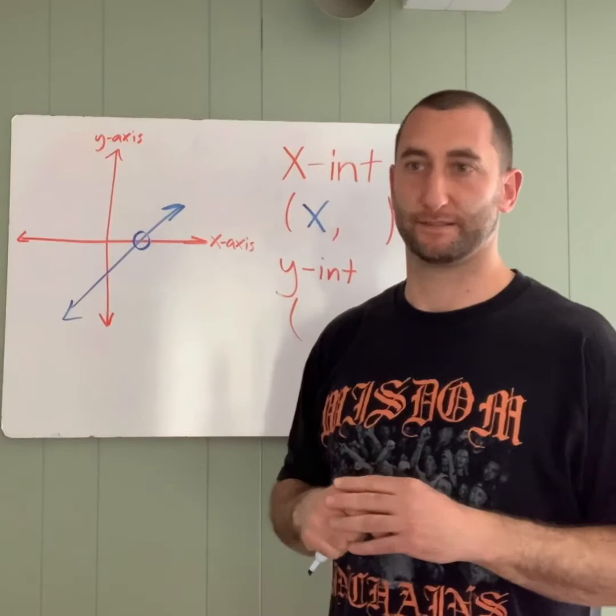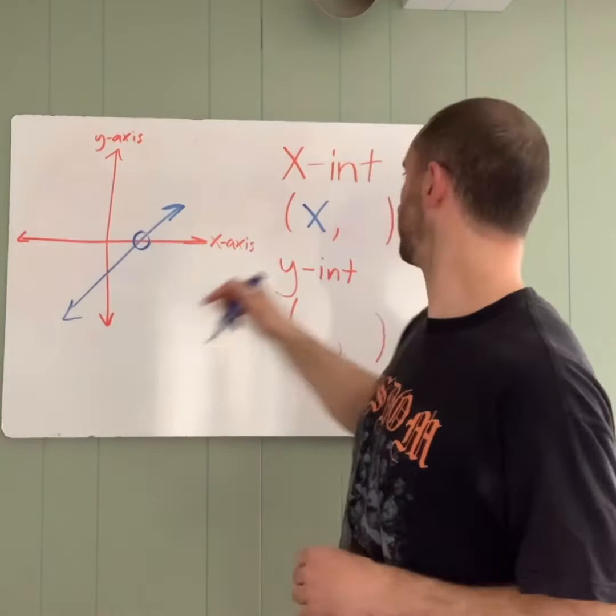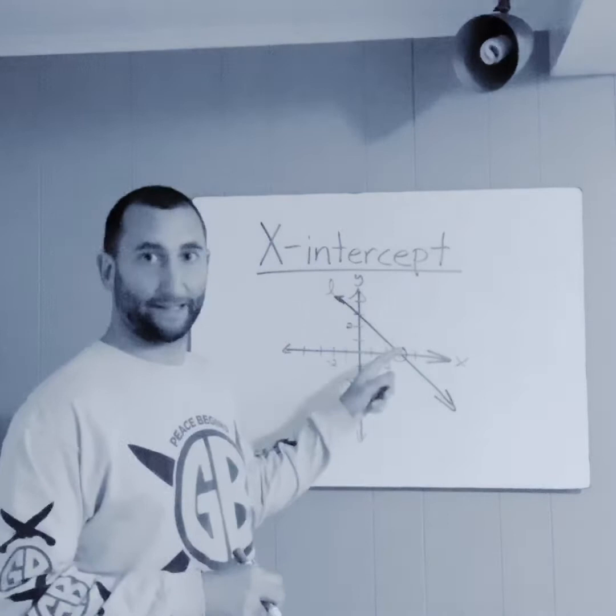Zero. From our origin, we've only gone right. We haven't gone up or down, so it's going to be zero. I know I've talked about that in some previous videos. Three, we don't go up or down any, so it's zero. Three, zero. But no matter where I am on this line, my y value is always going to be zero.